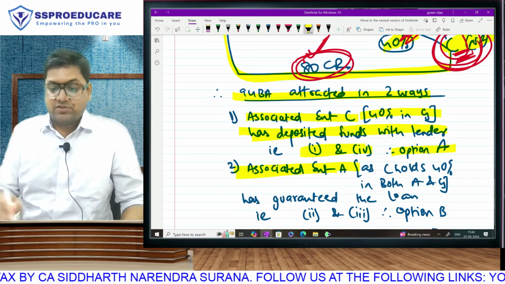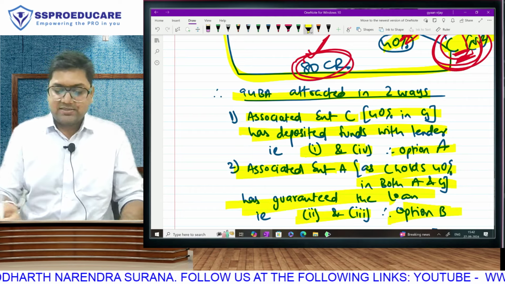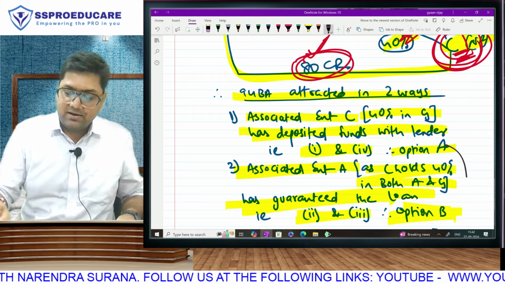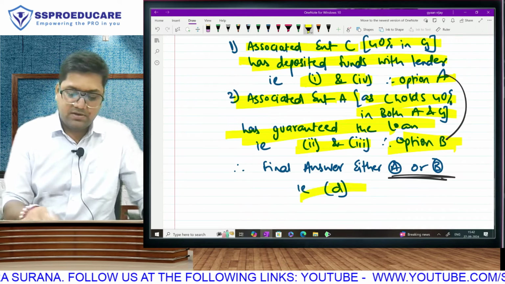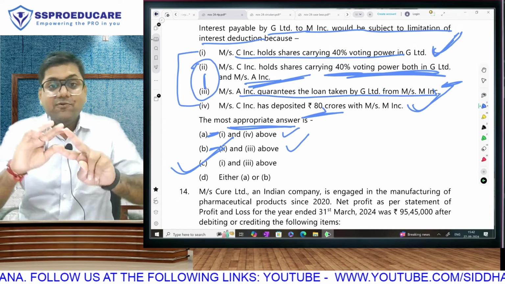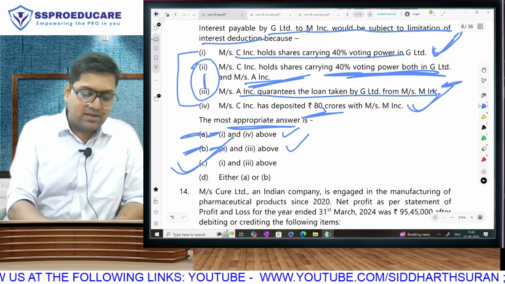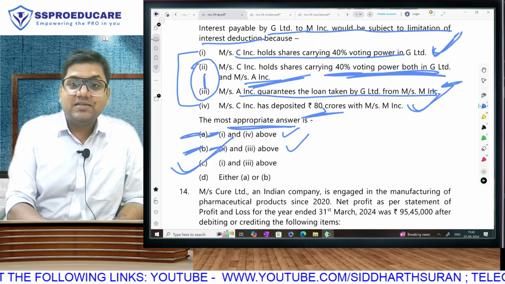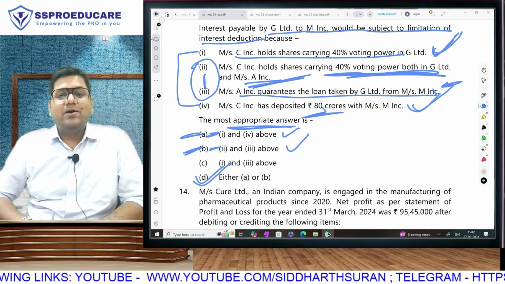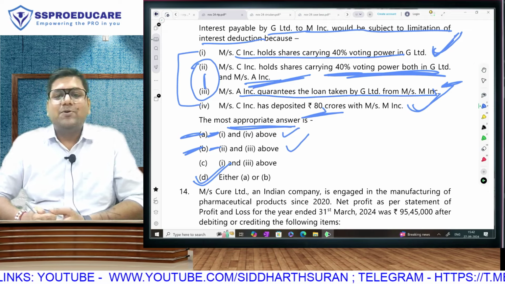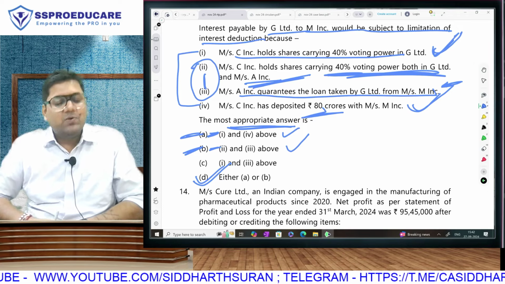Associated enterprise A. Why is A associated? Because C holds 40% in both. Has guaranteed the loan. So that is case 2 and 3. So option B gets triggered. When option A and option B both are getting triggered, the correct answer will be either A or B, and that correct answer is given to you in your option D. Matlab, 1 and 4 are correct options. 2 and 3 are correct options. So if I choose 1 and 4, that is correct. If I choose 2 and 3, that is correct. But the most appropriate answer is basically going to be both of them, either A or B. Sorry, the option should be option D, either A or B. Because of A also it is getting attracted, because of B also it is getting attracted. And that is how we are going to choose our most appropriate answer. What a question.